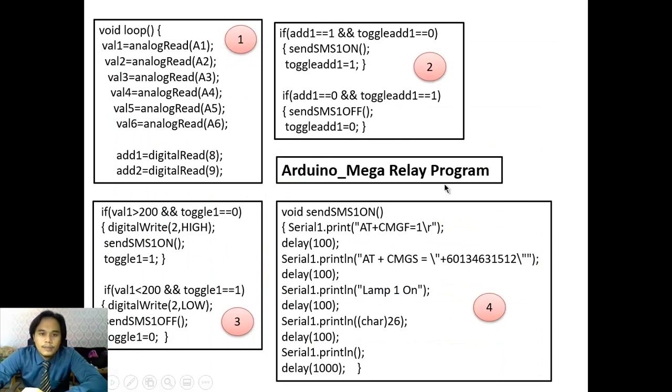This is my Arduino Mega relay program example. You can see the toggle is on, high, and the SMS will send. The GSM will send a message. I'm just starting the program.